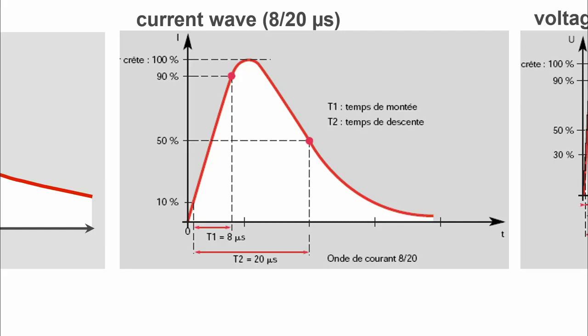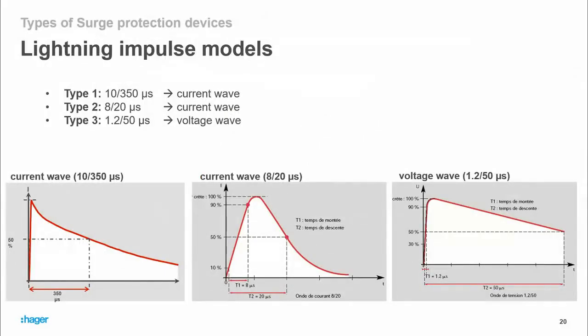So these current or voltage waves will be produced in the labs to simulate lightning strikes and overvoltages for the type testing and approvals. All the parameters of the tests are clearly defined in the standards of the SPDs.